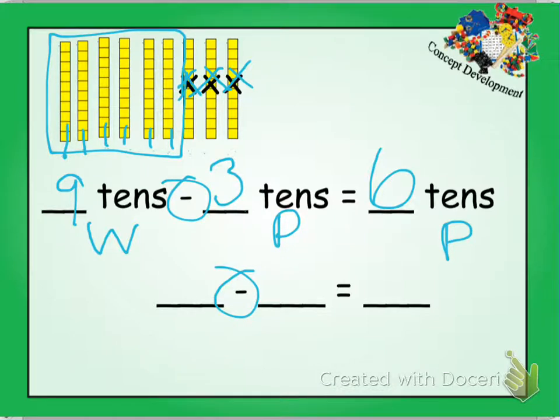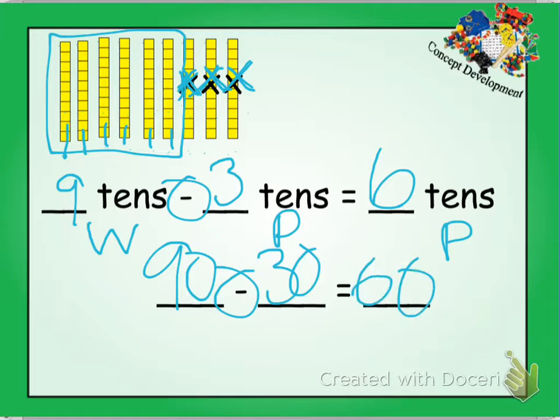Now we're going to write it again, but now we're going to actually write the value of what 9 tens is. I know 9 tens is 90 because I can count it by tens: 10, 20, 30, 40, 50, 60, 70, 80, 90. Minus 30, which is 10, 20, 30. Equals 60, which is 10, 20, 30, 40, 50, 60. So 90 minus 30 equals 60, which is the same thing as 9 tens minus 3 tens equals 6 tens.